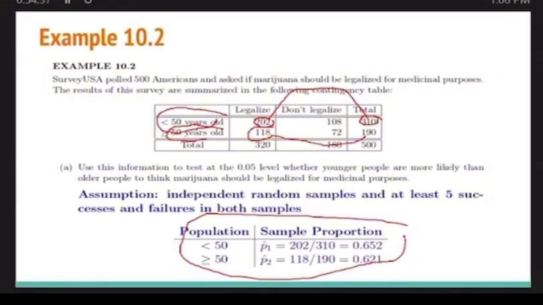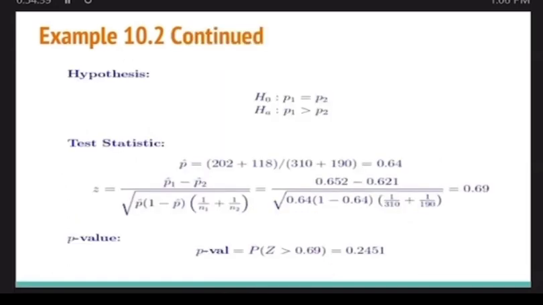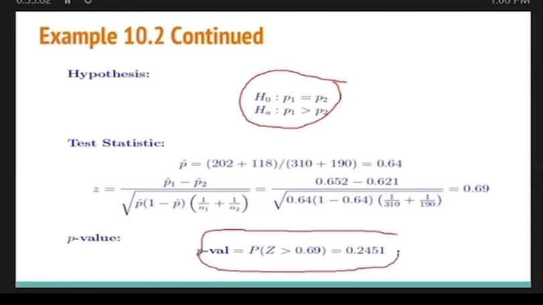Then after having the sample proportions, you can go to the test statistic, but you need to formulate your hypothesis: younger greater than older. Take a look at that. Then you plug into your test statistic, okay? If this is wrong, what you plug in is also going to be wrong. At the end of the day, you find the probability of Z greater than, which gives you 0.2451. Okay, the 0.2451 is greater than the level of significance.